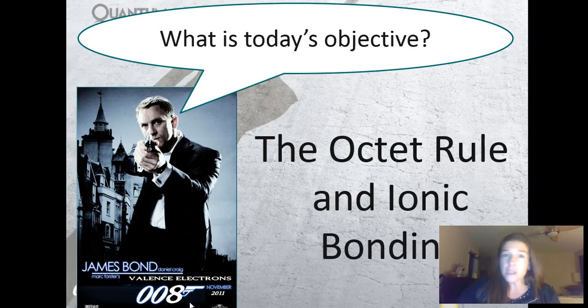to establish what the octet rule is and what it means, and how ionic bonding goes into play with that. We are finally going to put all of this jargon about electrons and periodic table trends into use and practice when we start to look at how different elements bond with each other. So today is going to be the intro into that.